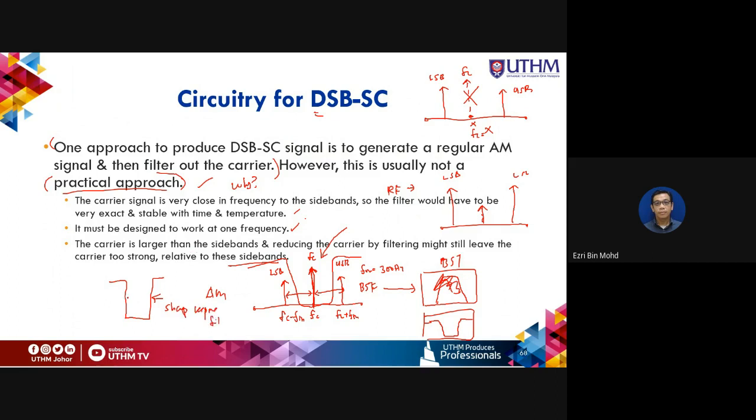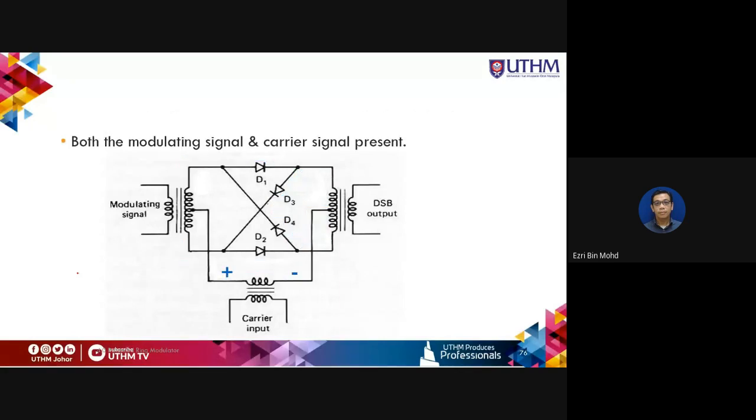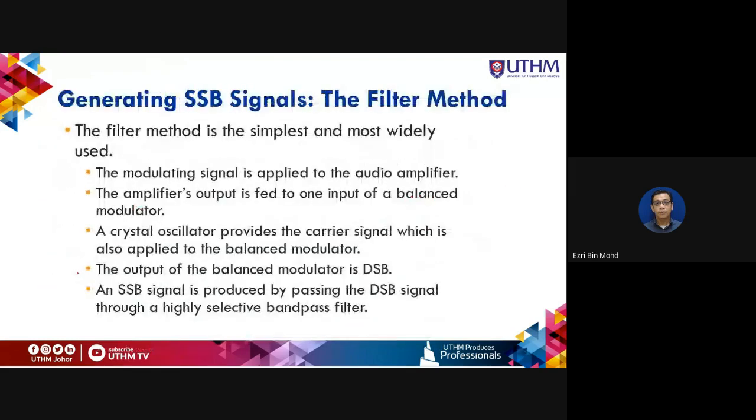Why? Because the bandwidth is so small. Because of the carrier, let's say for example the carrier here, and then we have the upper sideband at 300 Hz. So the bandwidth should be very small and very sharp. So it's not practical. In theory, it can be produced, but in practice, it will be difficult to produce. But in single sideband generation, the filter method can be applied.